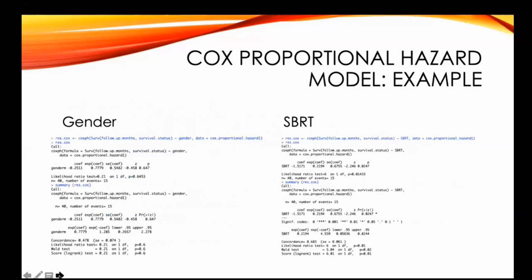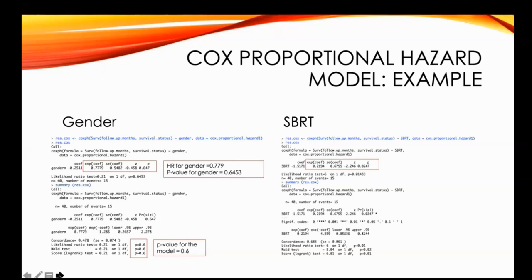So here you go. On the left is gender. And you can see the results. So the hazard ratio is 0.7779 for gender, and the p-value is 0.67. So gender does not have a statistically significant impact on this. And then also the model is not statistically significant for gender.